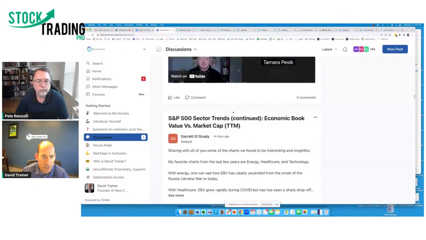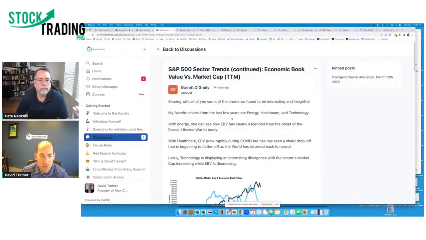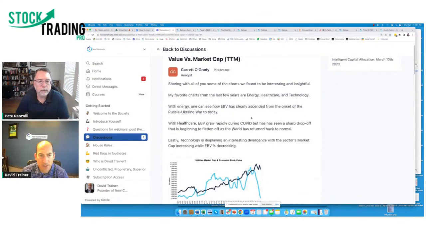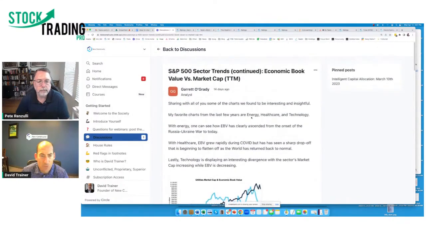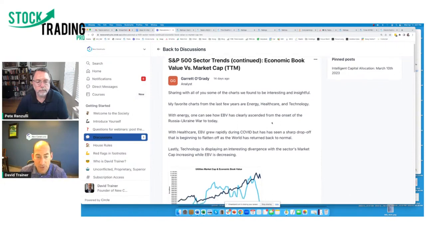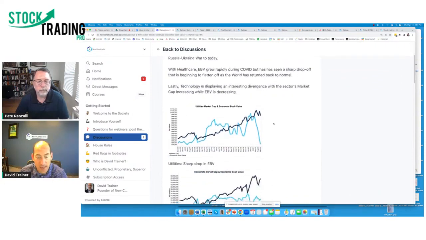and we take a lot of questions. And so there's a section here in the S&P 500 where we're just looking at economic book value trends. And I was saying that the S&P looks pretty normal, not moving around a lot, but some sectors look really bad, like utilities. You can see the economic book value.